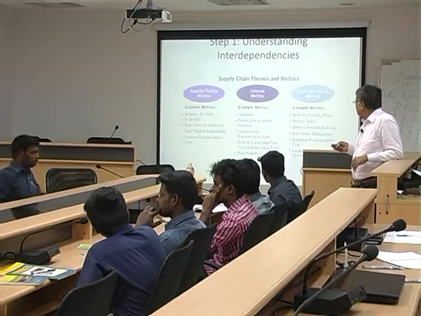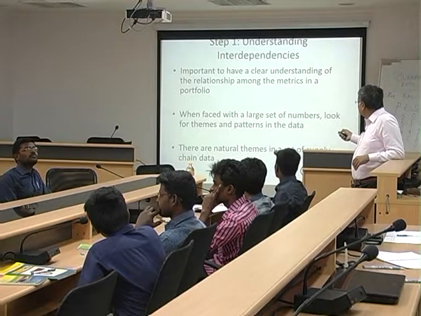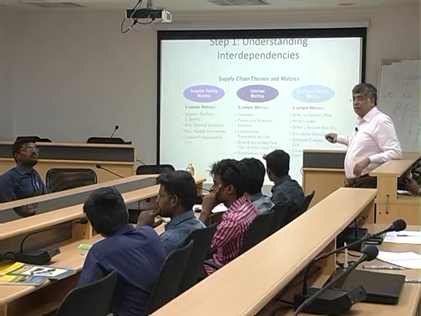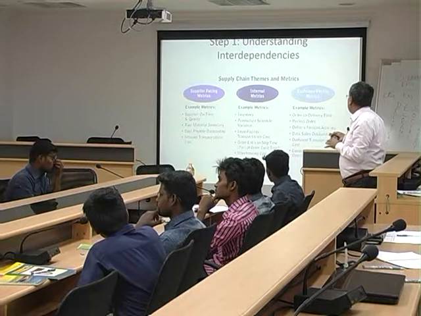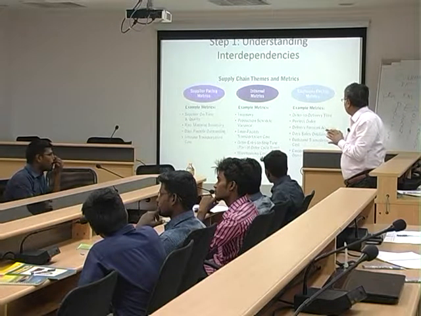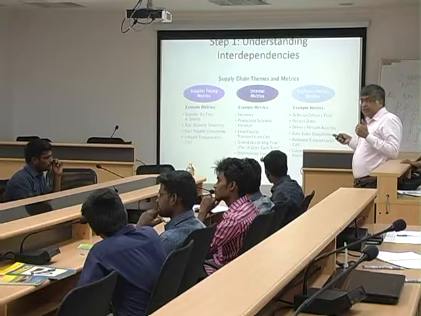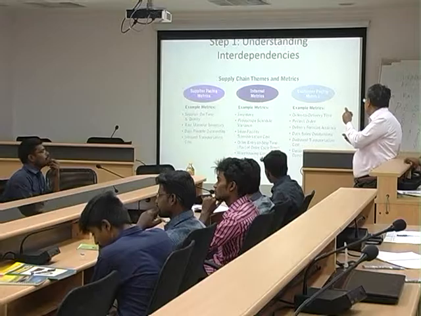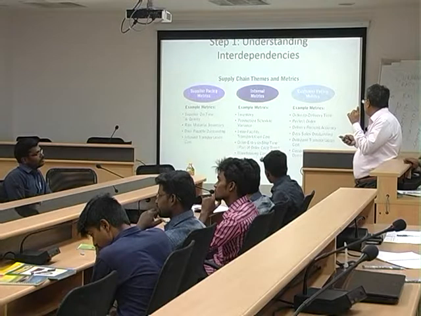The natural themes: I have a focal company right here, in the internal metric. So I'm looking at the internal metric. Then I'm looking at the supplier facing metrics and customer facing metrics. So if I look at internal facing metrics, things like inventory, production schedule variance, all of these things are involved in the company itself. What's happening to transportation cost? What's happening to cycle time? What is happening to warehousing cost?